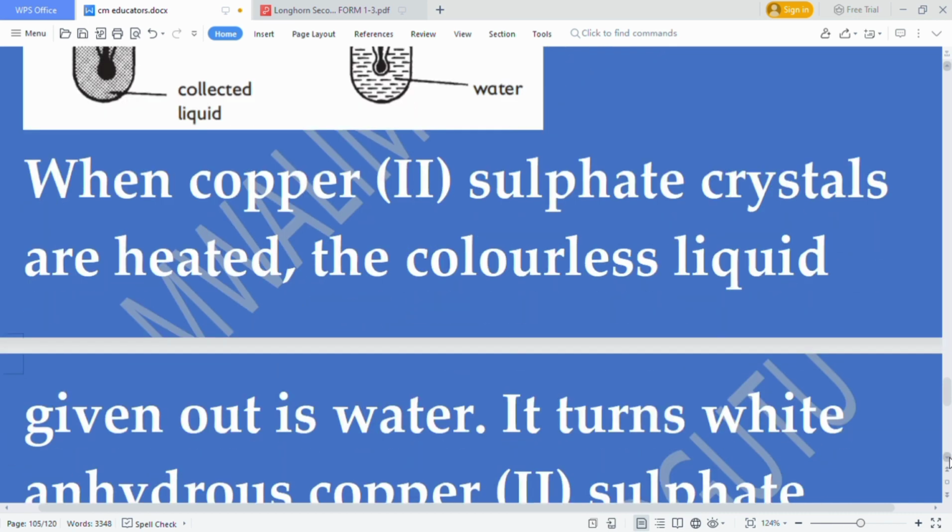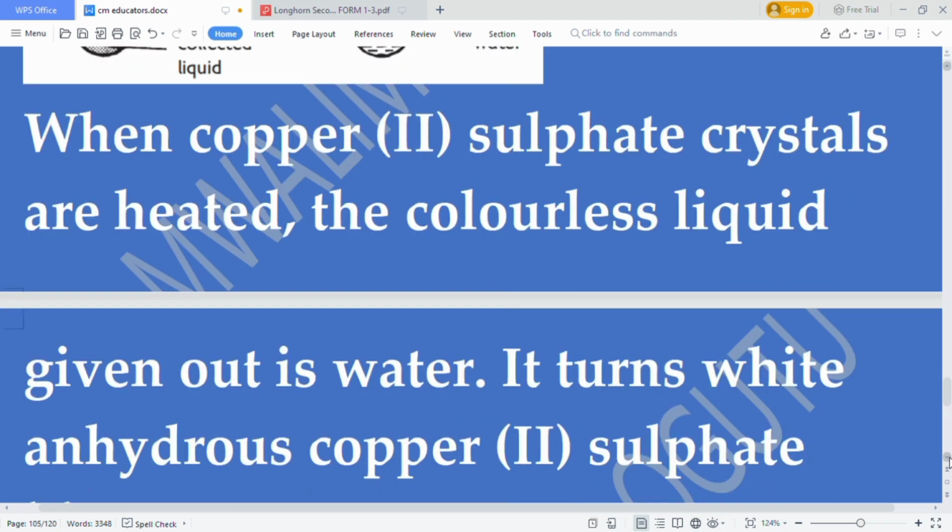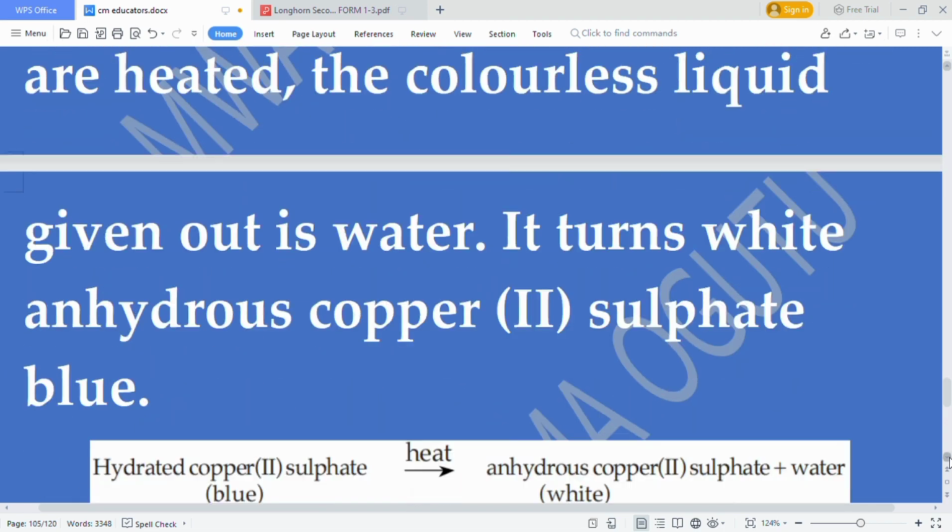So we cannot just say that it is water from just the appearance, but we have to test to ascertain that it is water. So how do we test it? When it is added to white anhydrous copper 2 sulfate, the copper 2 sulfate turns blue.